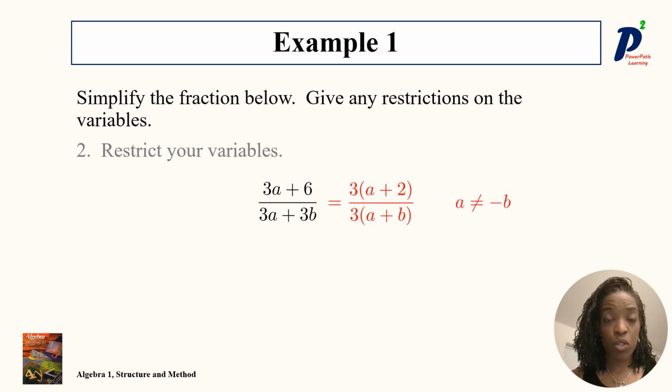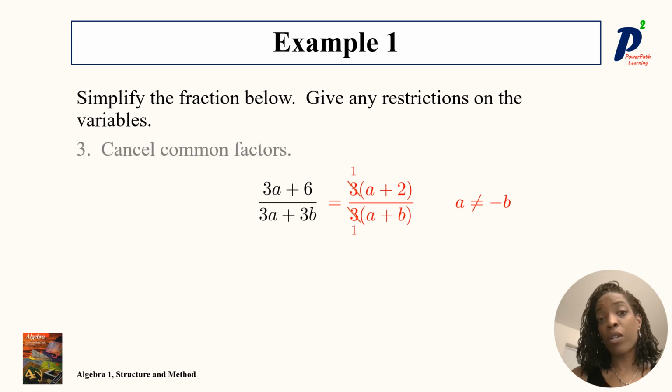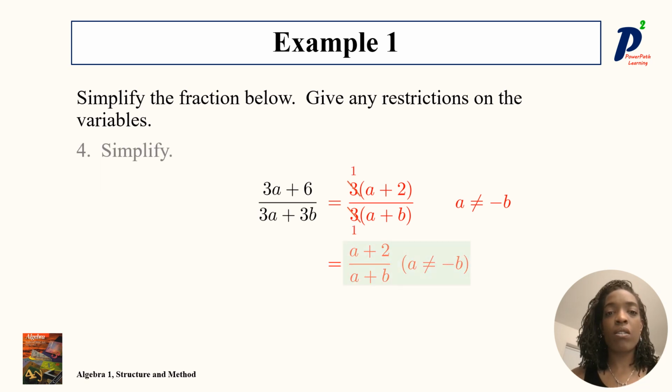Now that my domain is restricted, I'm going to cancel my like terms. So 3 and 3 cancel, and then I simplify. Now I take my a plus 2 over a plus b, and then I hold on to that restriction. That needs to be a whole part of my answer.